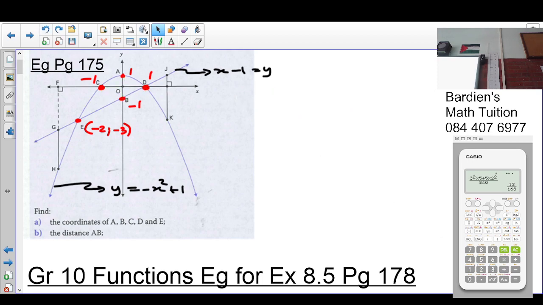Okay. You're confused. Now let's go a little slower. They want to know what's the difference of the distance between A and B. Okay. So what is the distance from A to the origin? 1. And what is the distance from the origin to B?